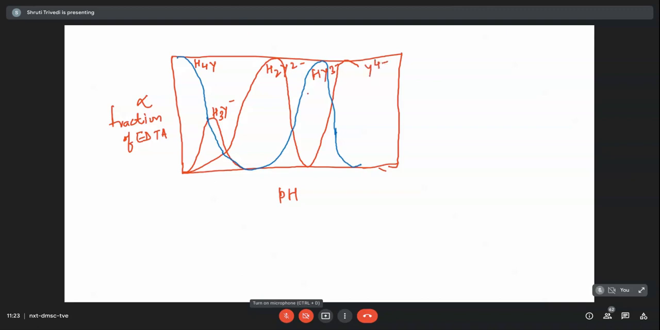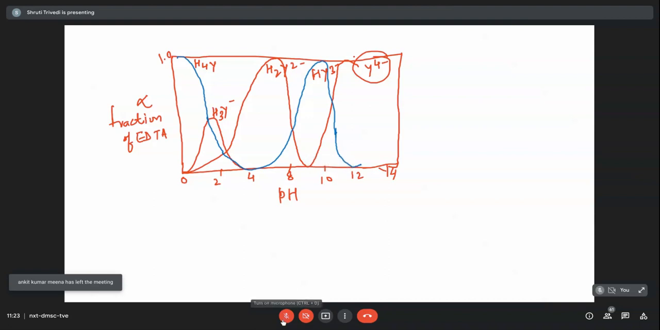So what you can see that, let me put the pH values. This starts from 0 and scale is up to 14. This is like 12. And here you have 8, 4, 2. It's maybe 10. And the alpha value starts from 0, it's up to 1. So these are the different fractions of EDTA. So you can see how these species vary with the pH of the solution. So after pH 10, this species predominate.